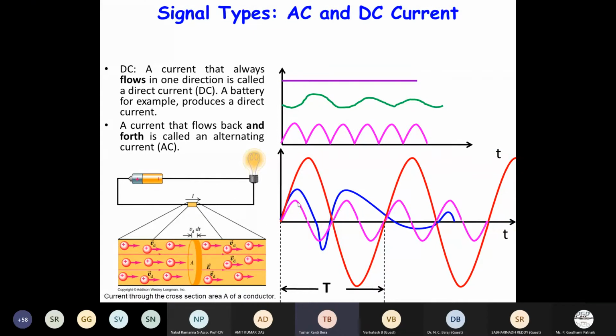But if the signal is varying in amplitude in such a way that it also goes down the time axis, towards the negative amplitude axis, so it's changing its polarity also, that type of signal is called alternating in nature. Or the polarity is alternating, so that's why it is called an alternating signal. It may be current, voltage and power.